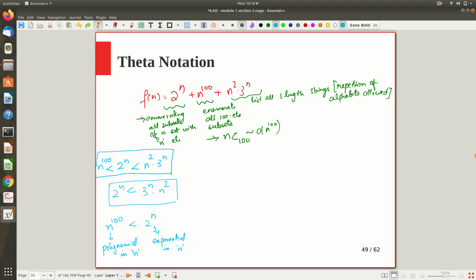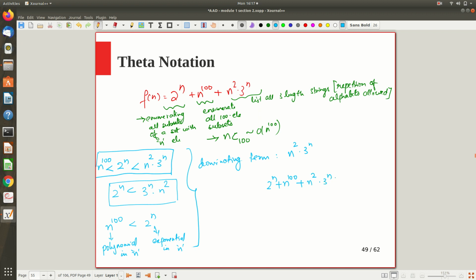you got an idea that this is something that sits as a sandwich. Out of all the terms, the dominating term is of course n square into 3 power n, and I hope you got the reason also. Once you understand that, it is easy for you to show some constants and explain that the formal definition is also satisfied.